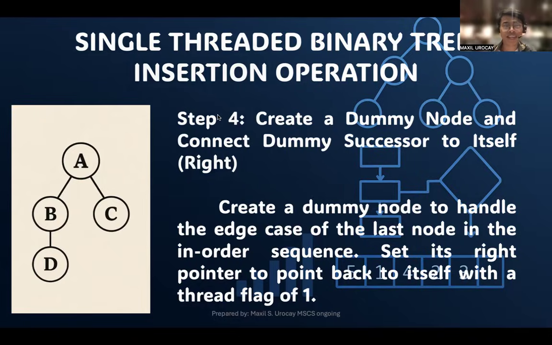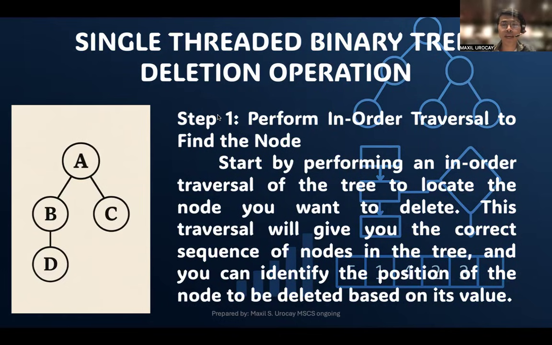But for the deletion, we have to perform the in-order traversal. This will be the step to find the node that you are going to check. In-order traversal is actually a depth first search type of traversal. Start by performing an in-order traversal of the tree to locate the node you want to delete. This traversal will give you the correct sequence of nodes in the tree, and you can identify the position of the node to be deleted based on its value.